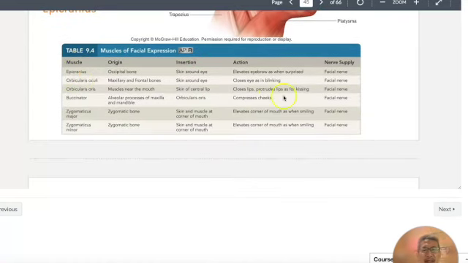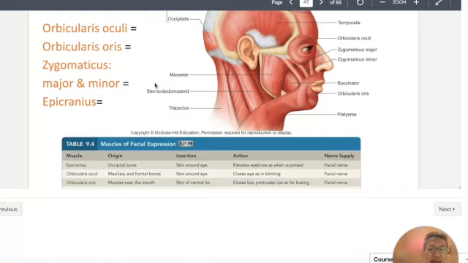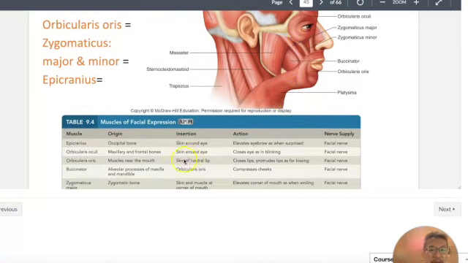So here, in this chart, you will see some of them, and you just have to memorize the origin and insertion and some of the action of what it does. Okay, for example, orbicularis oculi originates from the maxilla and the frontal bone, and inserts into the skin around the eye. Okay, what is the action? It is to close the eye.